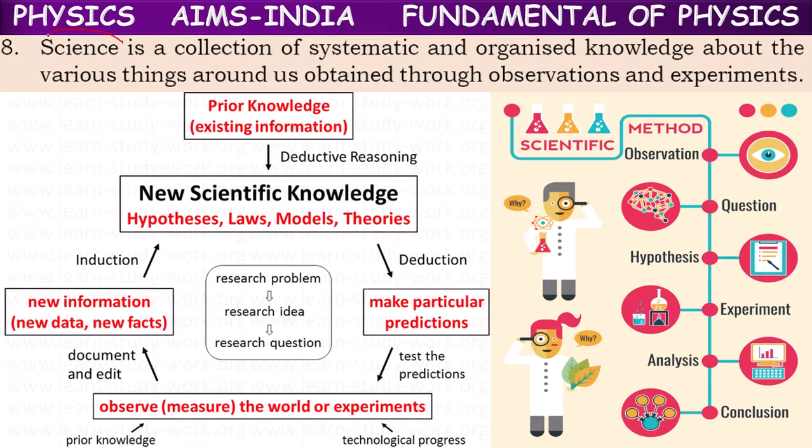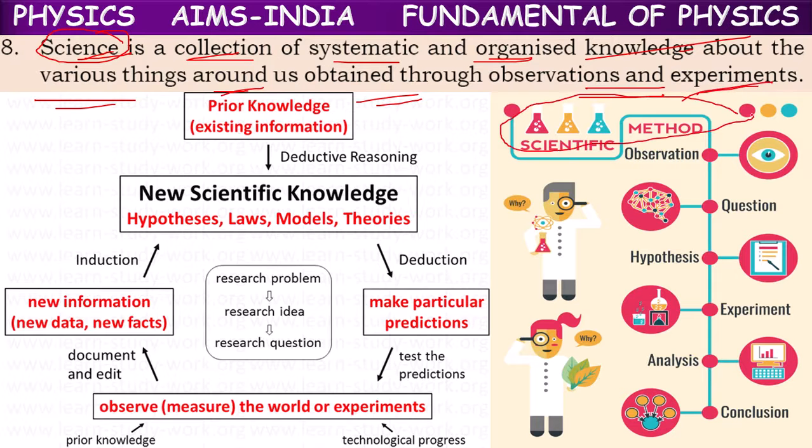Next. So actually, what is science here? Science is a collection of systematic, organized knowledge about the various things around us, obtained through observation and experiments, which is called the scientific method. So science means a collection of knowledge. Which kind of knowledge? Systematic, organized knowledge about various things around us, which can be obtained through various observations and experiments.